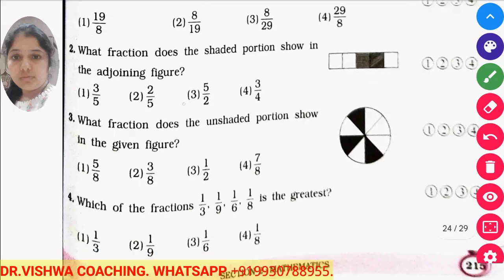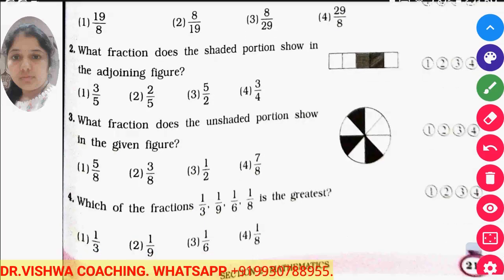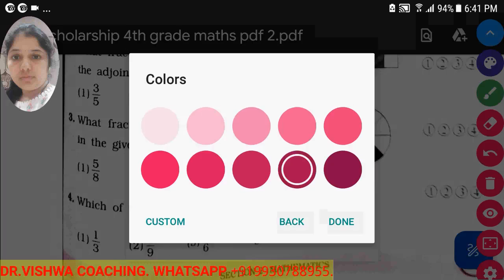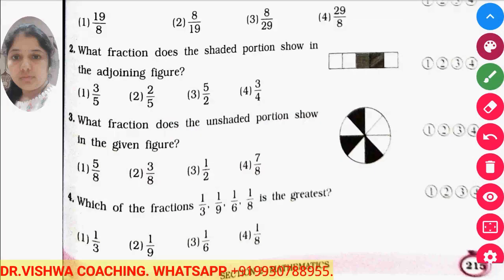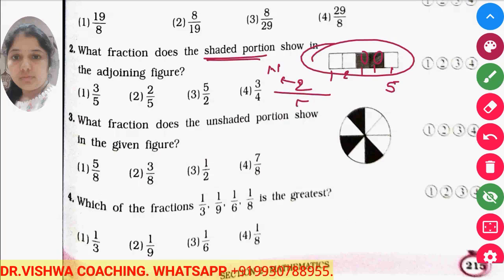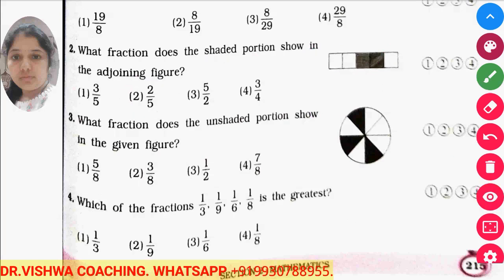Now the next one, what fraction does the shaded portion show in the adjoining figure? Now first you have to check how many equal parts are there in the figure. So we'll count the equal parts: 1, 2, 3, 4 and 5. So the given figure is divided into 5 equal parts. Now the shaded portion is denoted by 2 parts. So 2, what we are taking, is at the numerator's place and the equal parts at the denominator's place. So 2 upon 5 is the correct answer, which is option number 2 again.